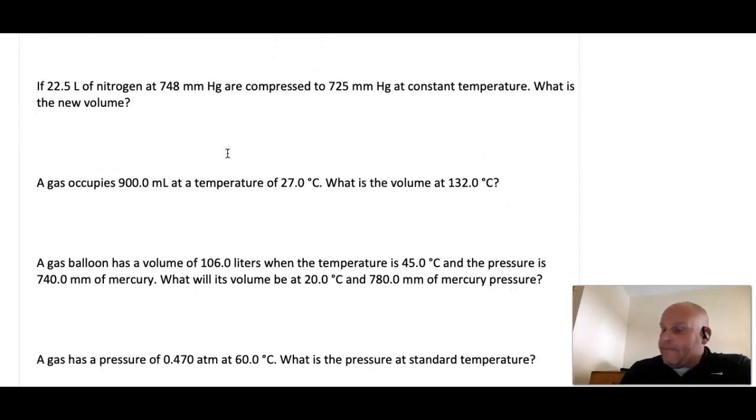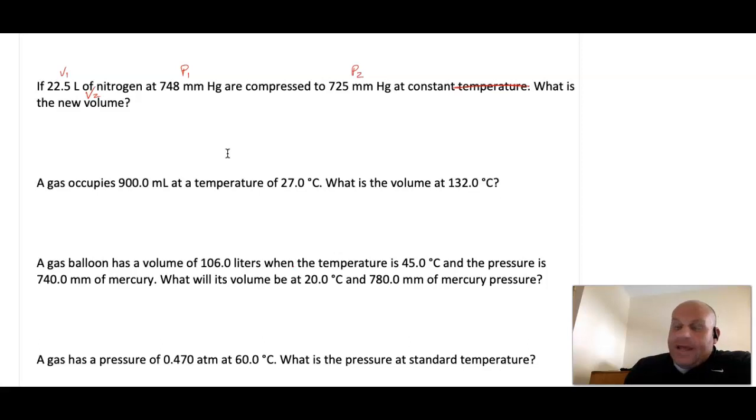I have some examples here. I would suggest as you read through the problem, we're still focusing on what the problem is asking for and what the problem is giving me, like we have all the way through the year in chemistry. But as I read through this problem, I'm going to label the numbers that I come across. So, for example, if 22.5 liters, that's the first volume, at 748 millimeters of mercury, that's the first pressure, are compressed to, that's my second pressure, at a constant temperature. So that tells me temperature is not a part of this expression because it remains constant. What is the new volume?